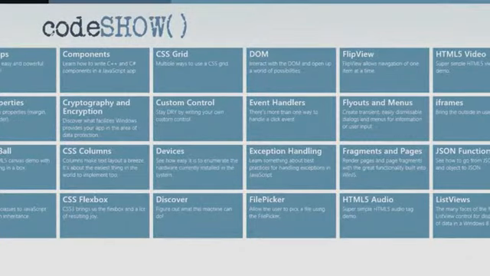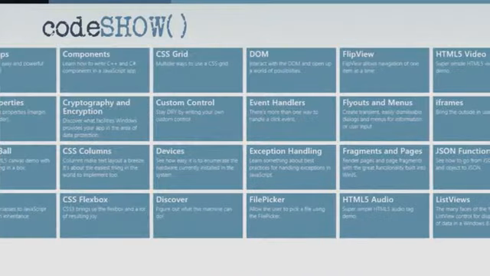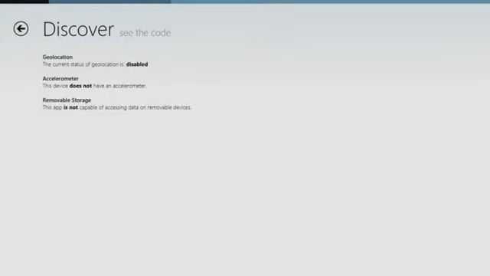And I've got a demo on CodeShow called Devices. I'm sorry, not Devices, that's not what I'm thinking. I'm thinking of Discovery. The Discovery demo, and I've only got 3 of them in there right now, but more need to be added, allows you to ask these questions of the different devices. What is the current status of geolocation? Currently, it's disabled. That's the status of it.